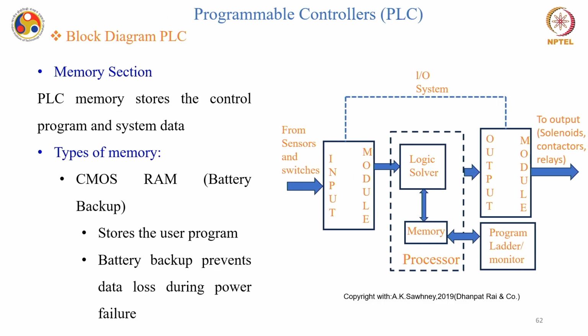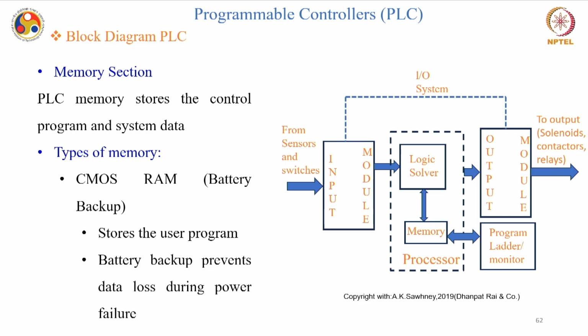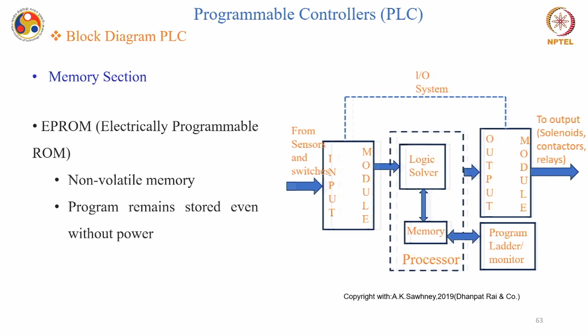Then we have the memory section. The PLC memory section stores the control program as well as the system data, and there are different types of memory systems that exist. We have CMOS RAM, which has a battery backup, which stores the user program, and the battery backup prevents data loss during any kind of power failure.